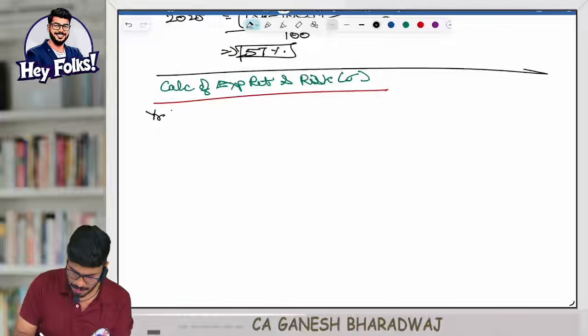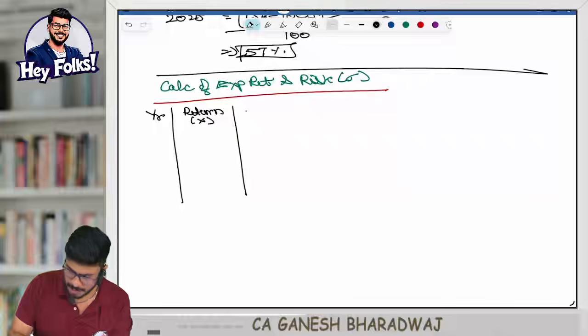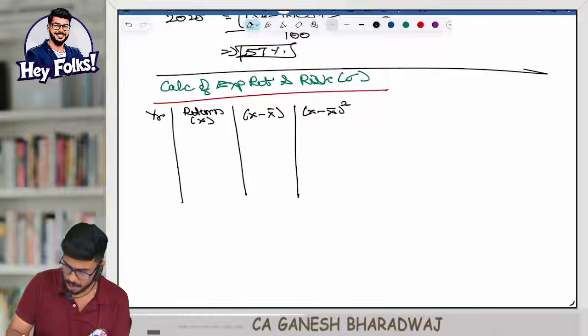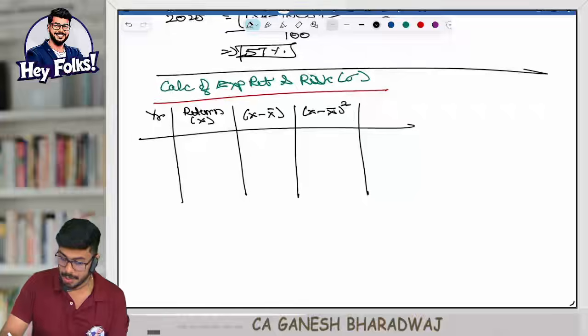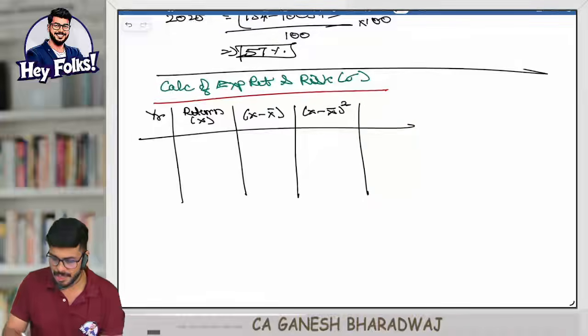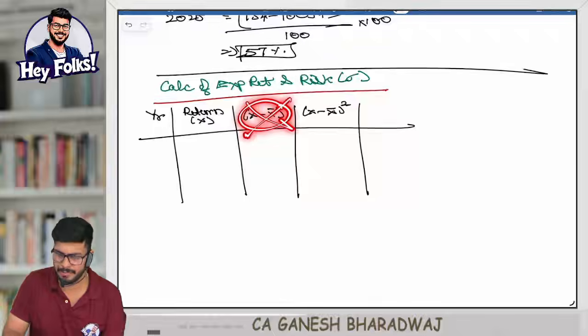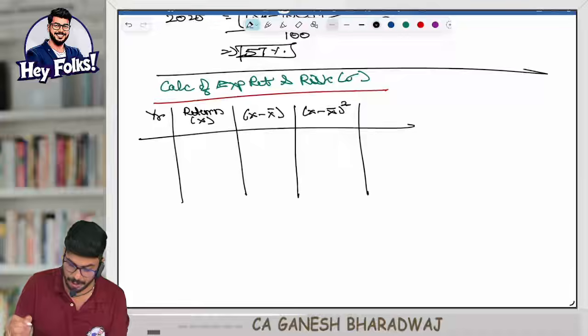Year, then return, this x, then what will you do? The third column, come on, tell. Yes, x minus x bar, then x minus x bar the whole square, right? That's about it. Now remember guys, since these are the initial sums, I am doing this column. Going forward, this is not required. Even for exam, we'll directly go with this. Is that clear? Basics we are doing. That's the reason I'm also walking you through this.